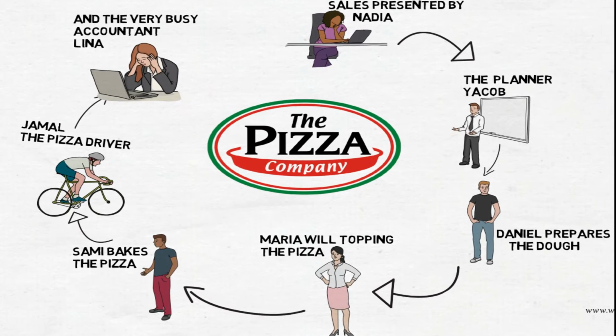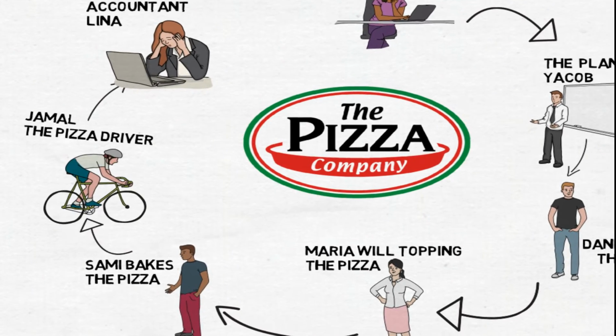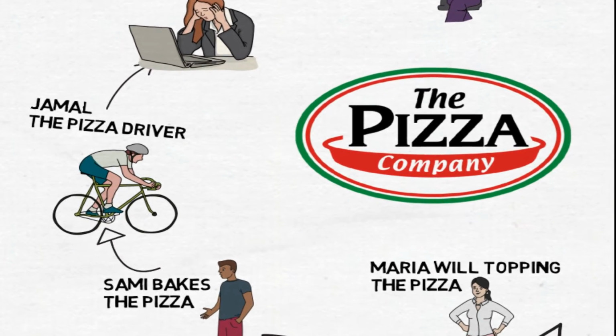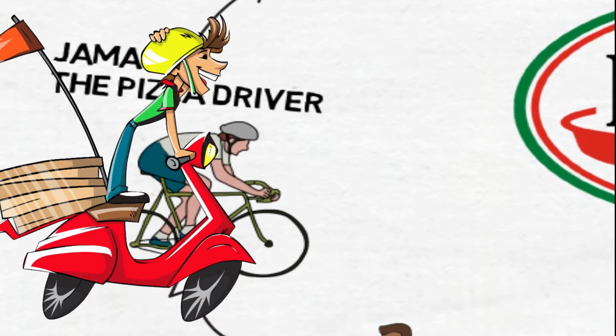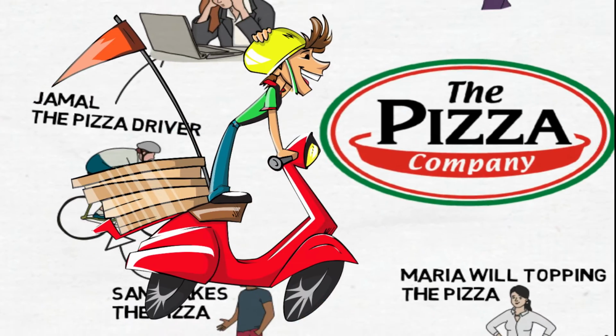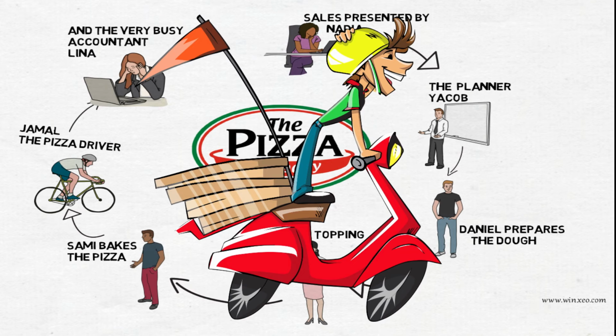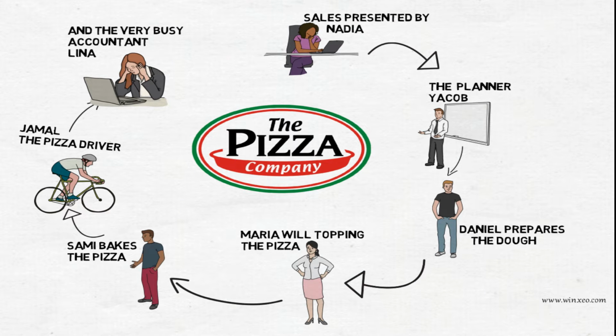The job of Jamal the driver starts after the pizza is prepared. Usually, he grabs the address and the pizza and heads for his scooter motorcycle. Jamal also needs to know the streets of the city or town where he is delivering. Everything is noted on a delivery note.